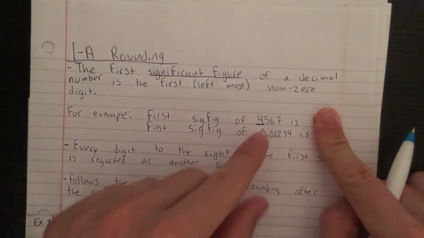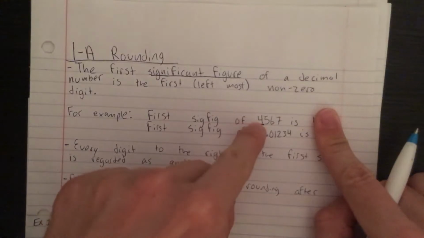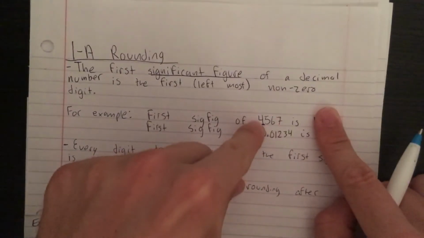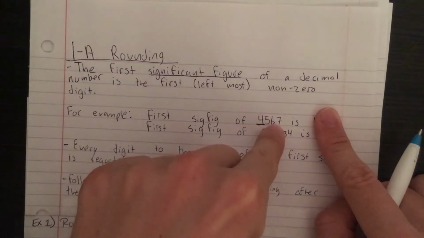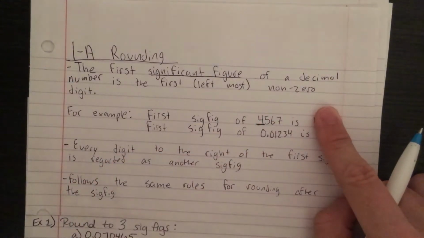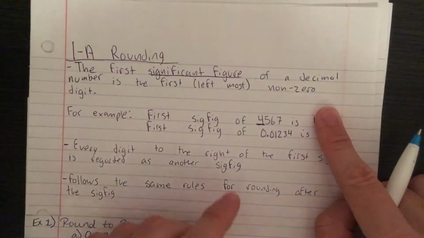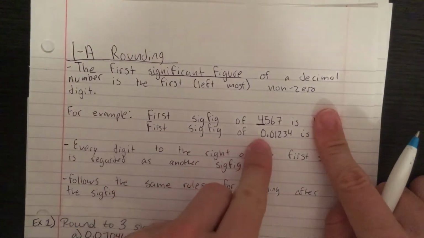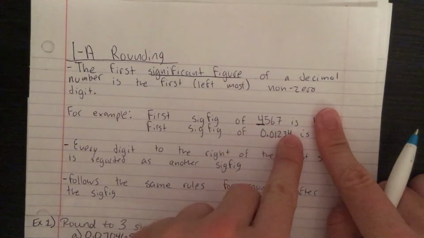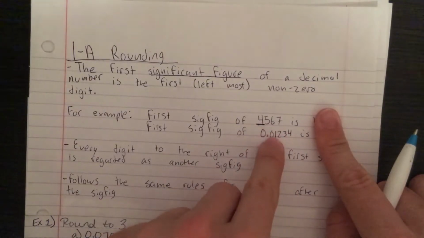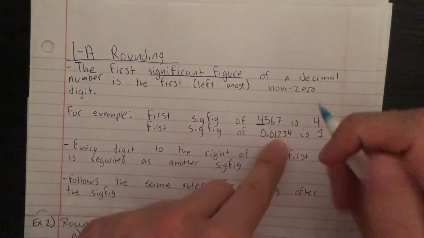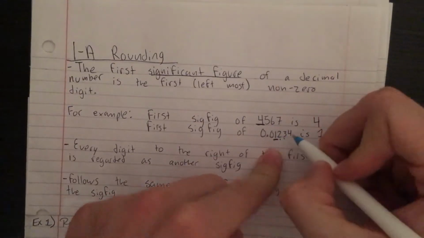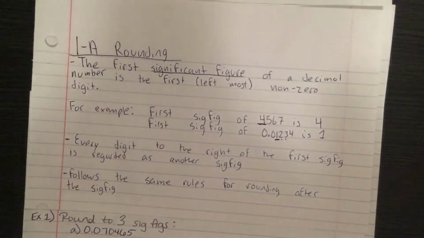So if we were looking at two numbers here, the first one is 4,567. We'd go to the furthest left of this number and say, okay, is that a zero, yay or nay? If it's a nay, that's our first sig fig. 5 would be our second, 6 would be our third, 7 would be our 4th. Then right here, the first sig fig of 0.01234: 0 doesn't count, 0 doesn't count. The first sig fig here would be 1, and then 2 would be the second, 3 would be the third, 4 would be the fourth, so on and so forth.